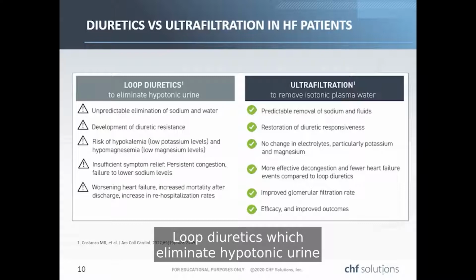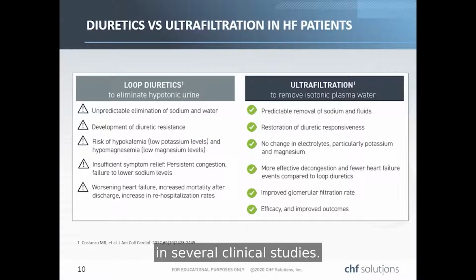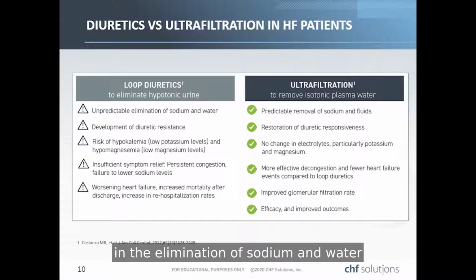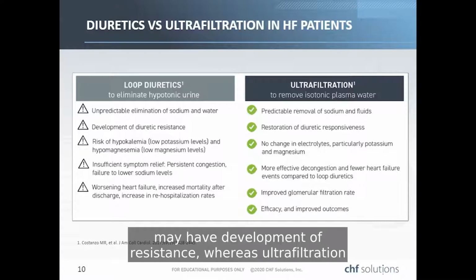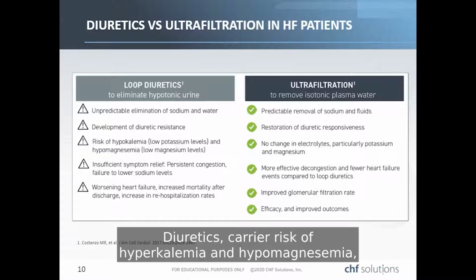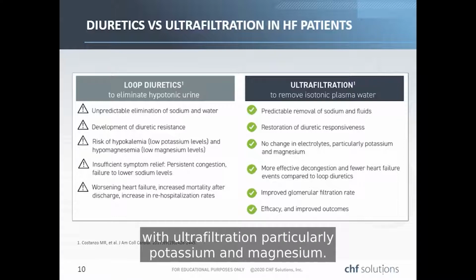Loop diuretics, which eliminate hypotonic urine, have been compared with ultrafiltration, which removes isotonic plasma water, in several clinical studies. These show that diuretics are unpredictable in the elimination of sodium and water, whereas ultrafiltration is predictable. With loop diuretics, you may have development of resistance, whereas ultrafiltration can restore diuretic responsiveness. Diuretics carry a risk of hypokalemia and hypomagnesemia, whereas there's no change in electrolytes with ultrafiltration, particularly potassium and magnesium.